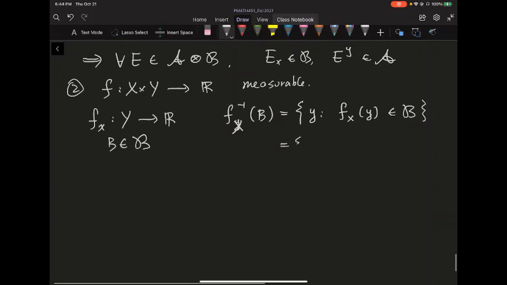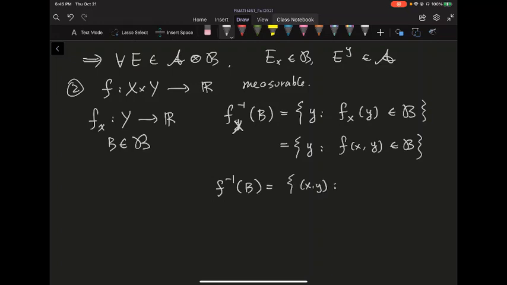Okay, so this one, you can write the definition of f_x: all the x is fixed here, so f(x,y) is inside B. And if you think about what f inverse of B is, f inverse of B is essentially all the (x,y) where f(x,y) is inside B. Because f is measurable, this one is in the product sigma algebra A cross B.